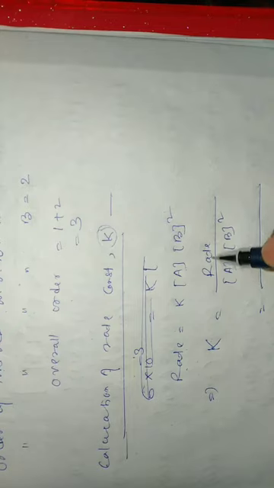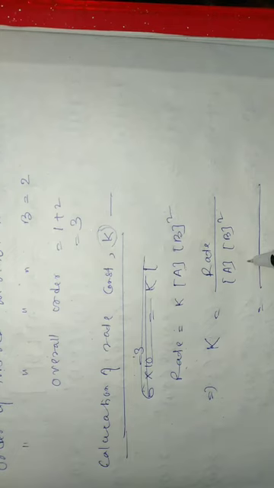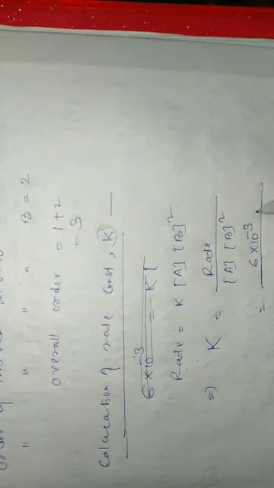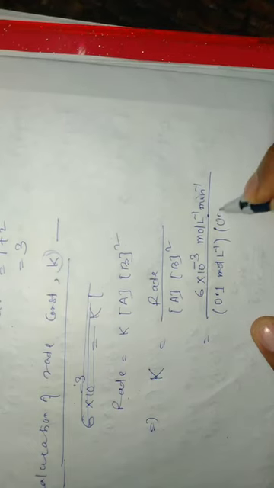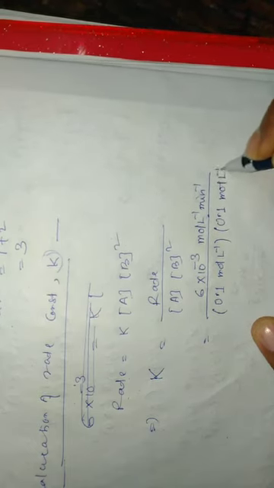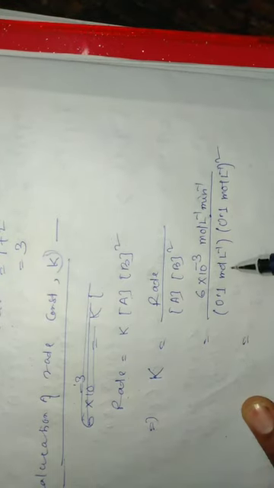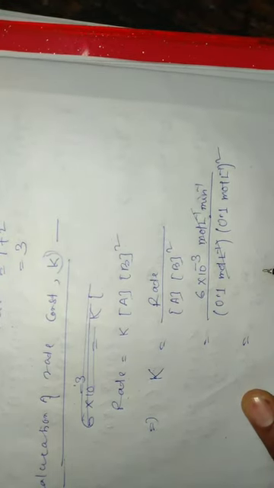So now we can apply any one experiment, experiment 1, 2, 3 and 4. Suppose we are applying experiment 1. What rate is given in experiment 1? In experiment 1 rate is 6 into 10 to the power minus 3 moles per liter per minute, unit is, and concentration of A is given in experiment 1 0.1 moles per liter and concentration of B is given 0.1 moles per liter to the power 2. So 1 moles per liter from above cancels.